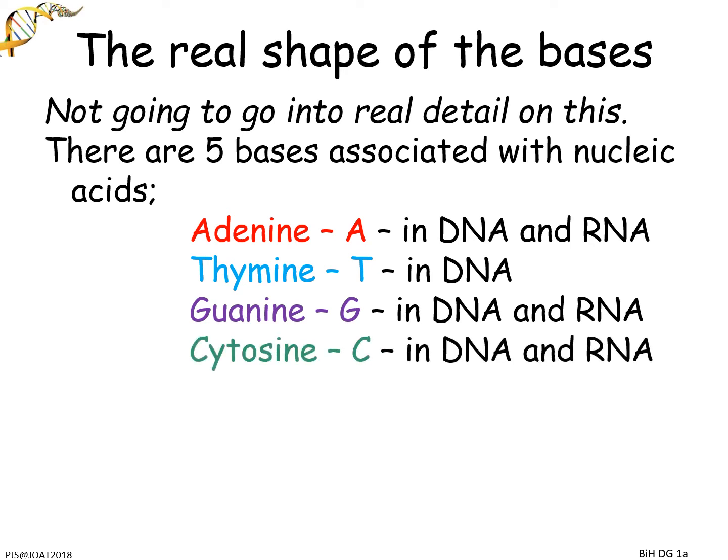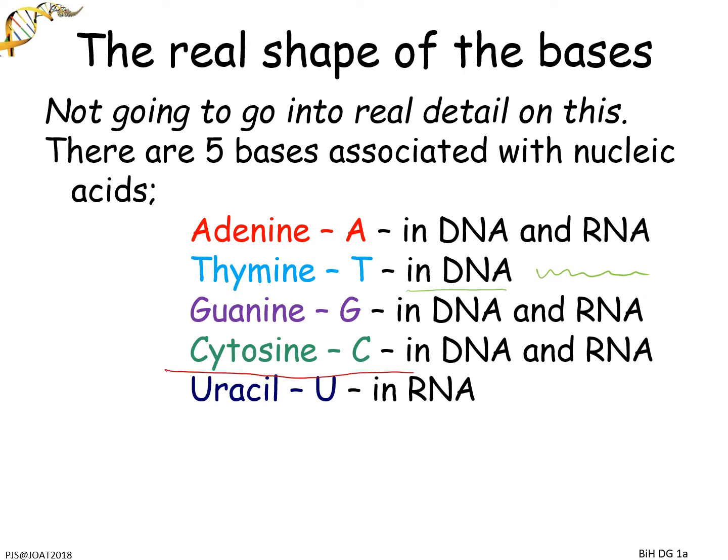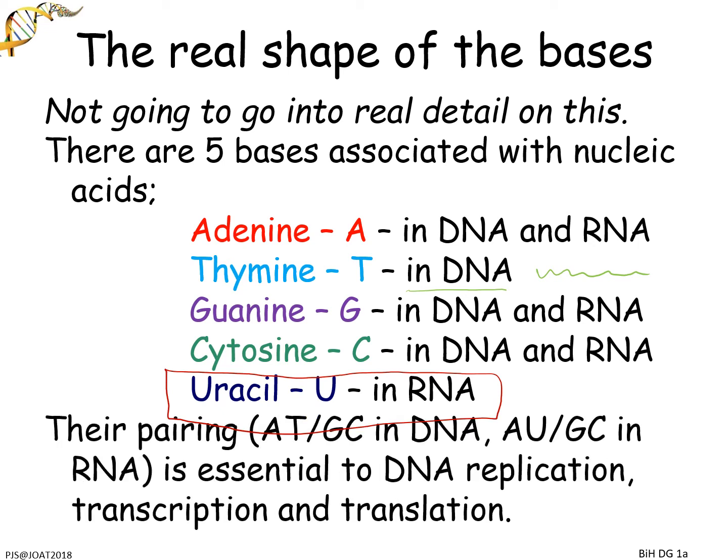But there is a new one. You'll notice that thymine, you only get that in DNA, not in RNA. So we need something else that's going to match up to A in RNA when you're making it. And for that you use something called uracil. So this bit is new. Need to learn that bit. The pairing is the essential thing. So it goes A to T, and it also goes A to U, and G to C is always the same.